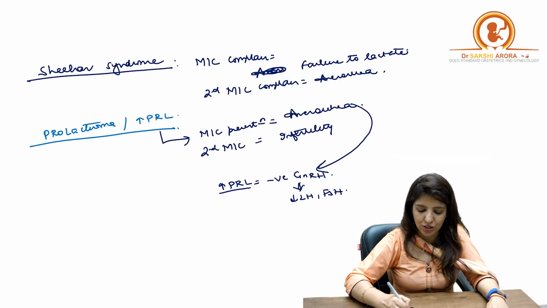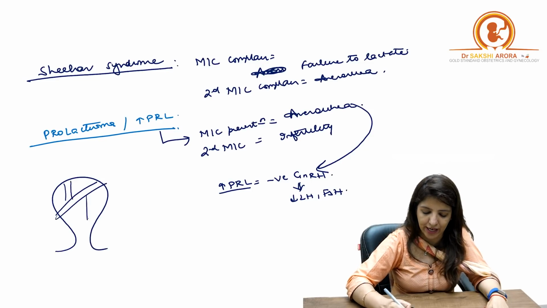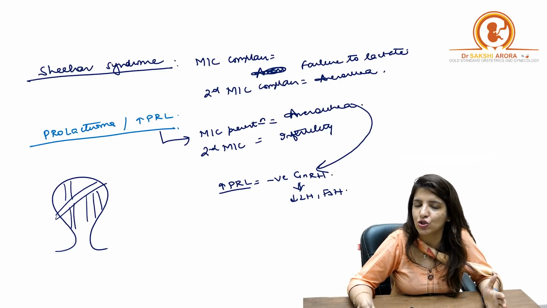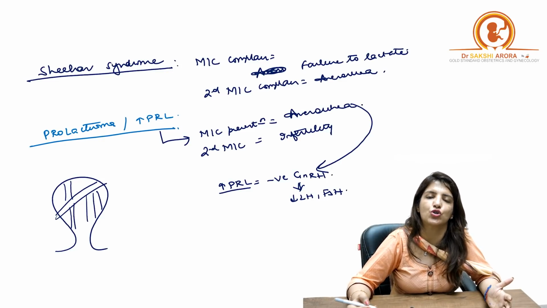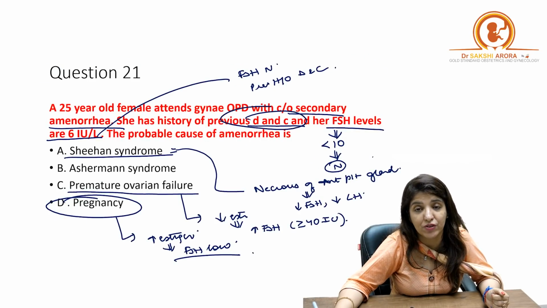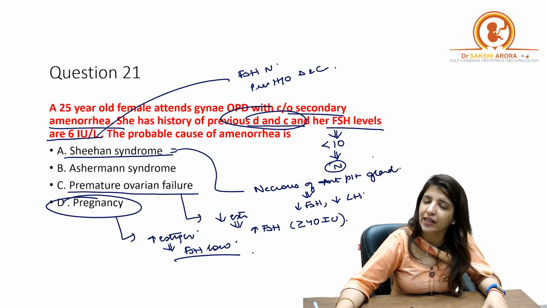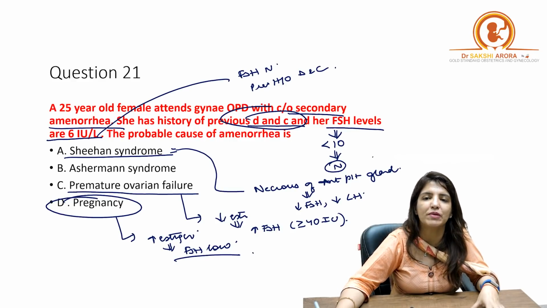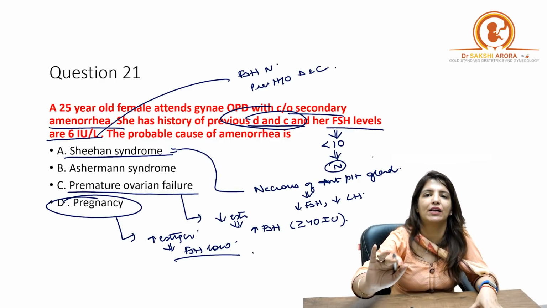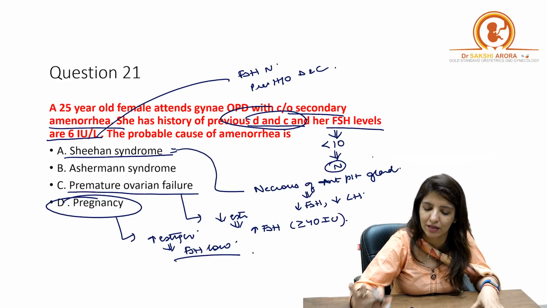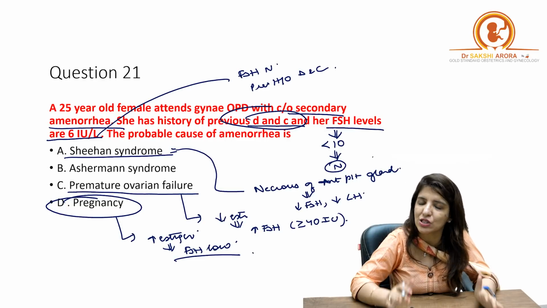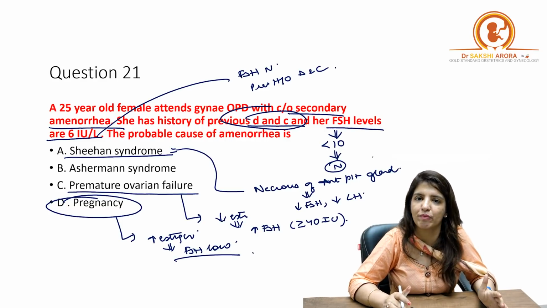What happens in Asherman syndrome? In Asherman syndrome, there are adhesions found inside the uterus, and Asherman syndrome happens because of excessive curettage. Now, in this case, the patient is giving you a history of previous dilatation and curettage, and in Asherman syndrome, because the problem is at the level of the uterus, there is no problem at the level of the ovary, the pituitary, or the hypothalamus. That is why the levels of FSH and LH would be normal. So this over here is typically a case of Asherman syndrome.